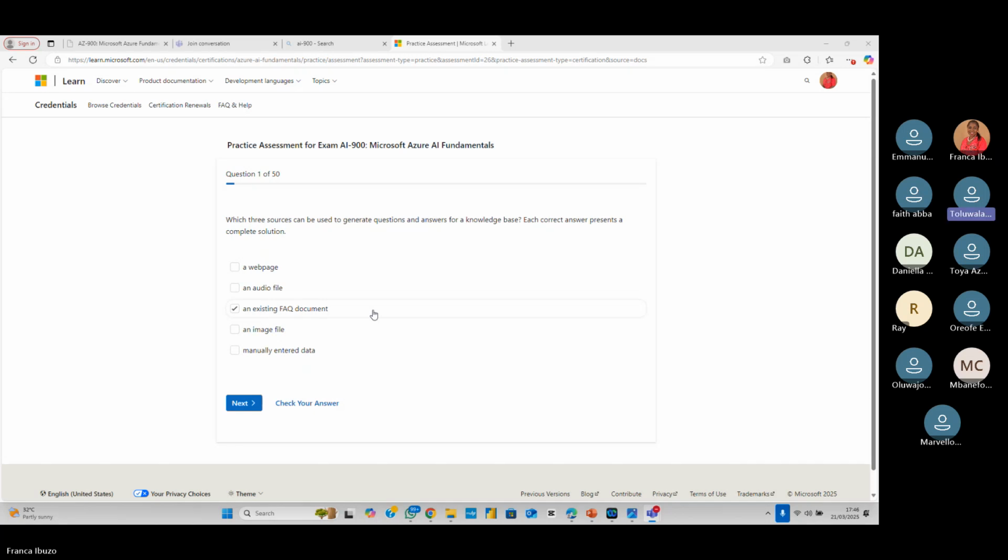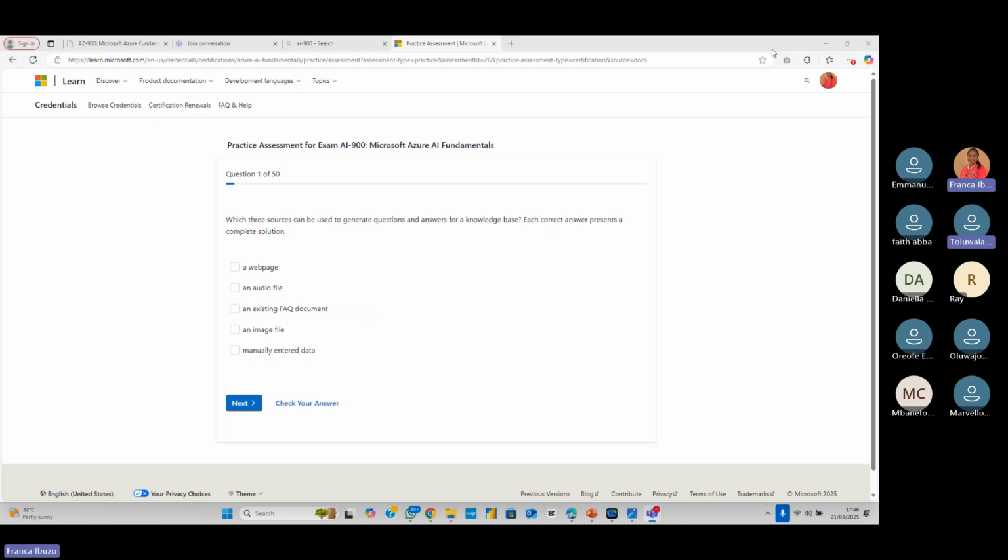An existing FAQ document, manually enter data. So which one did you go for? An existing FAQ document, ma'am. An existing FAQ document. Yeah. It's three sources that they use to generate questions. So which other one? Manually enter data. Manually enter data. Then what? A web page. A web page.